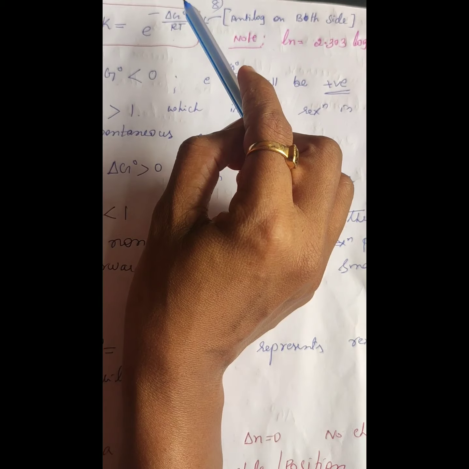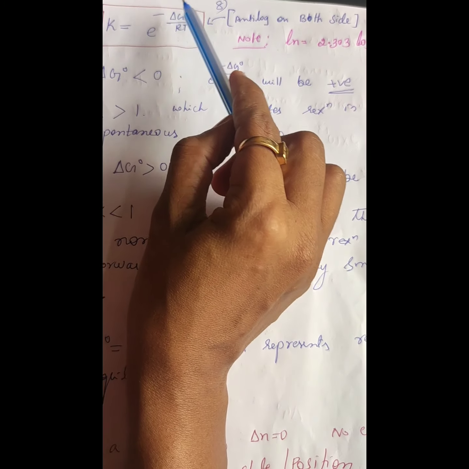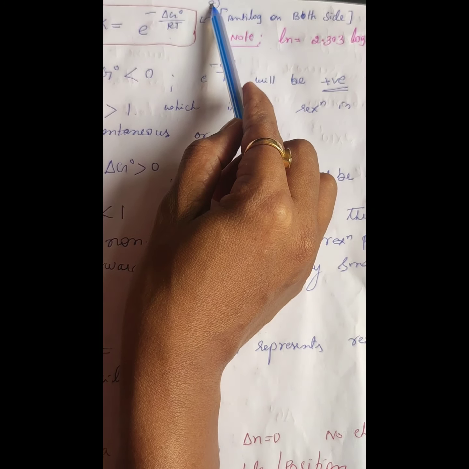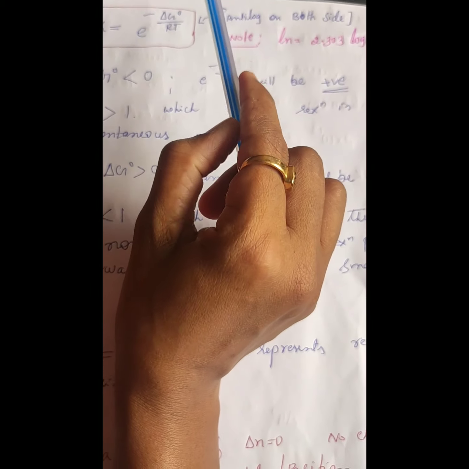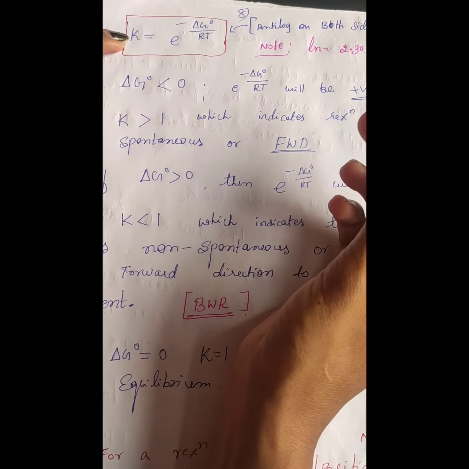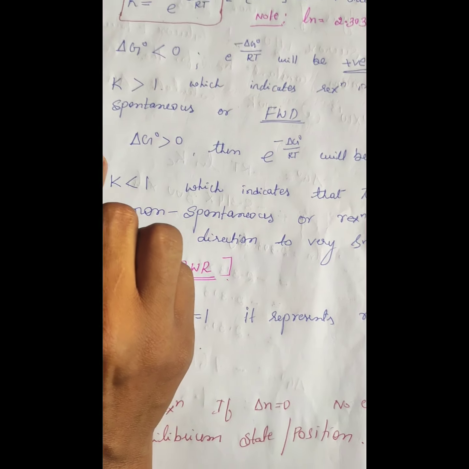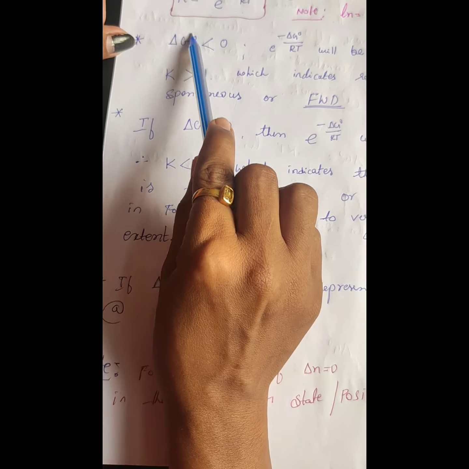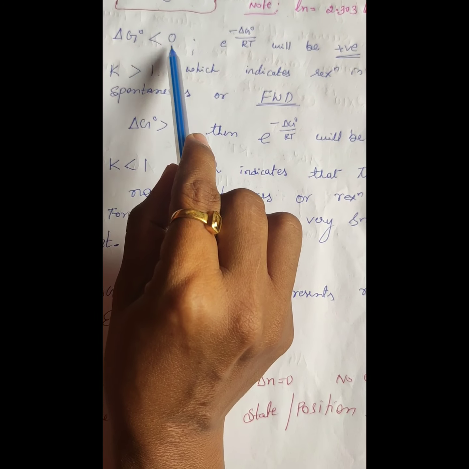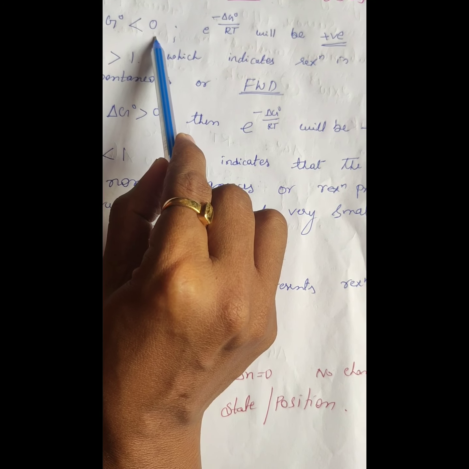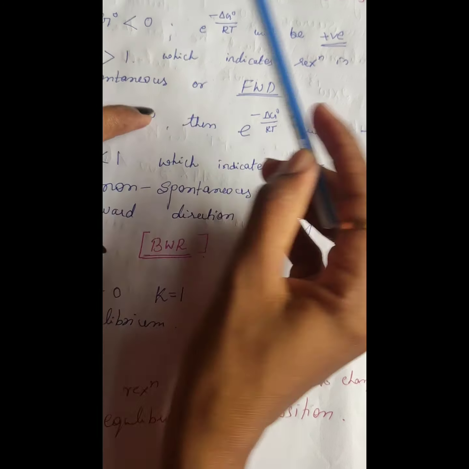Very simple. So now, depending on the delta G naught value, we can predict the K value, and based on that we can predict in which direction the reaction proceeds. Let us first move on to the case where delta G naught is less than 0, that is, negative.